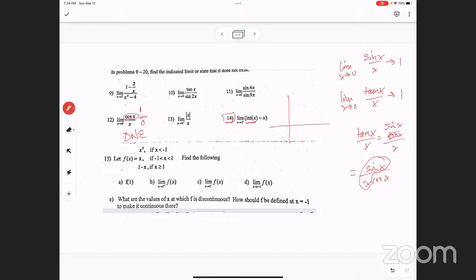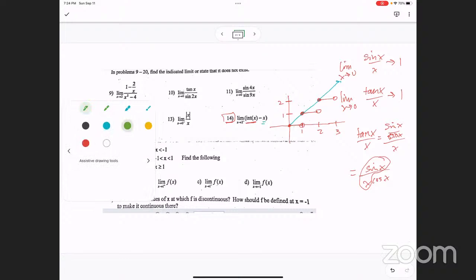The integer of x looks like this. There's 1. There's 2. And there's 3. So that's the integer of x. And then x is just x, right? It just does this. Got it? So the integer of x, I'll do this in green.